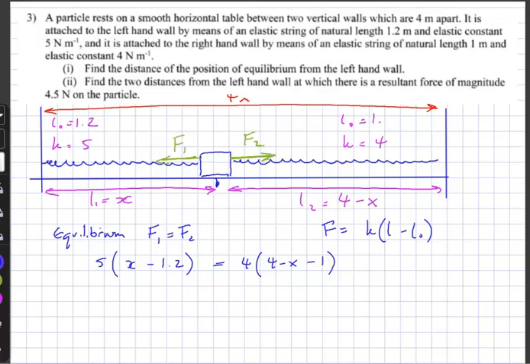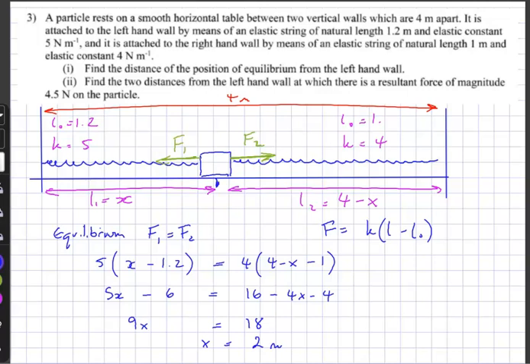So we have a formula involving just X. Solving that equation, we end up with 9X being equal to 22 minus 4, which is 18. And so X, very helpfully, is 2 meters. So it's literally halfway. If you think of X being 2, 4 minus X is going to be 4 minus 2, which is 2. So actually, in this particular scenario, with these two springs or elastic strings, this object is directly in the middle.